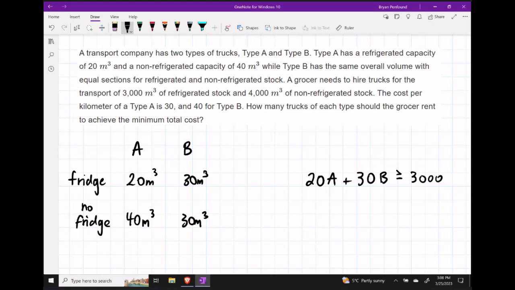Similarly, for the non-refrigerated stock, we can take 40, multiply it by the number of truck A's, and we can take 30, multiply it by the number of truck B's. I need this value to be at least 4,000.